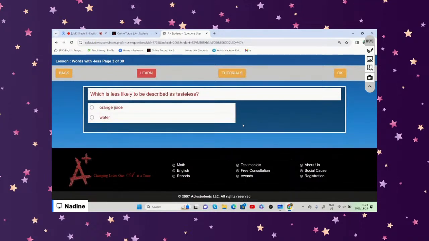And which is less likely to be described as tasteless? Tasteless. There's no taste at all. Is it option one, which is orange juice, or option two, water? Which one of those two is tasteless? It's got no taste. We're only drinking it because we want to be hydrated. We want to be healthy and cleanse our bodies.